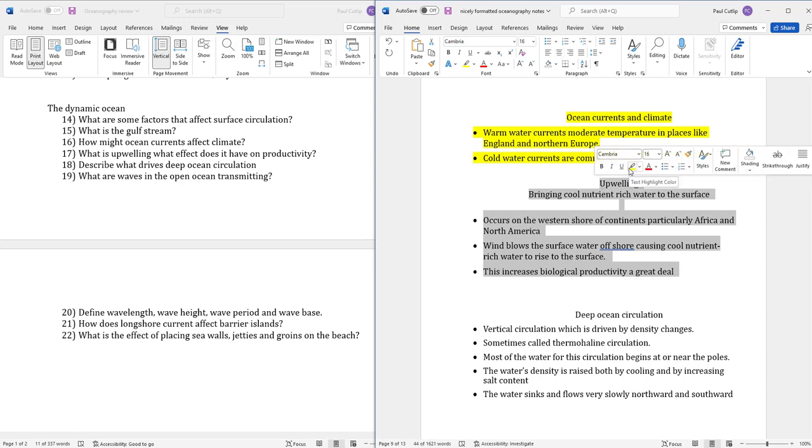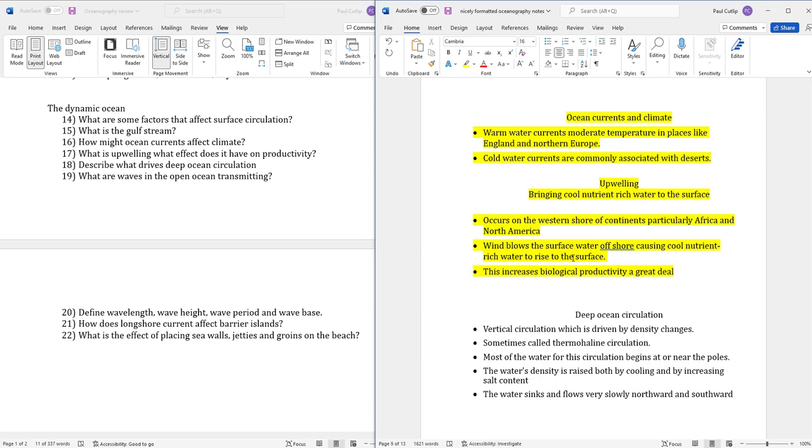Remember that deep water is cold, and it doesn't have a lot to eat, but it does have a lot of nutrients, right? Remember, food and nutrients are different things. Nutrients are fertilizer. You can't eat fertilizer, okay? But if you can bring that nutrient-rich water up, now you have nutrients and you have sunlight, right? And that's what upwelling is.